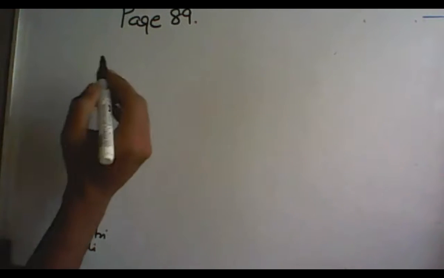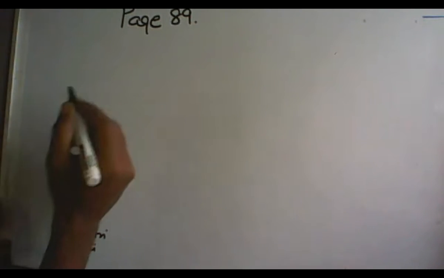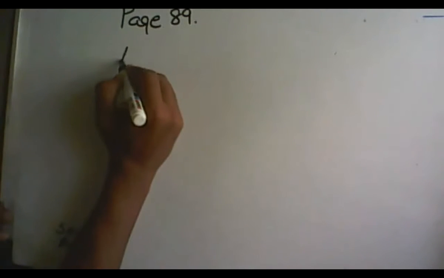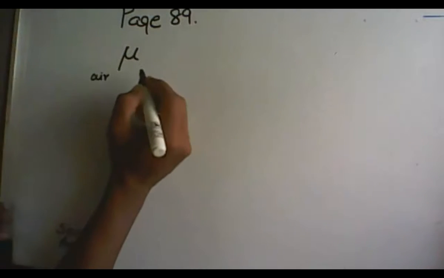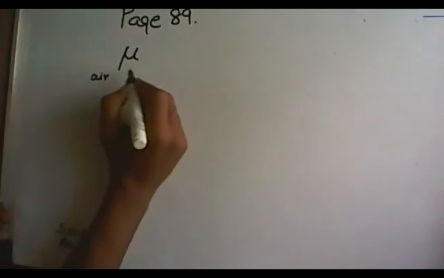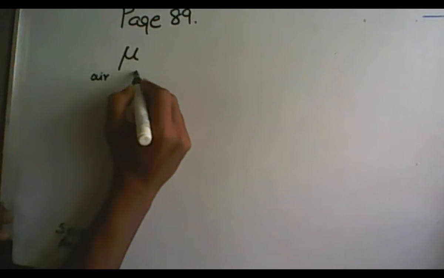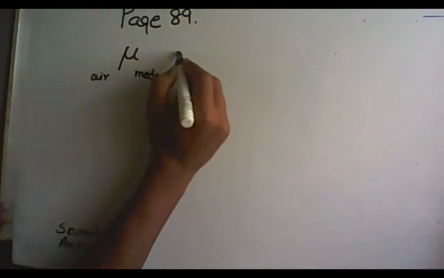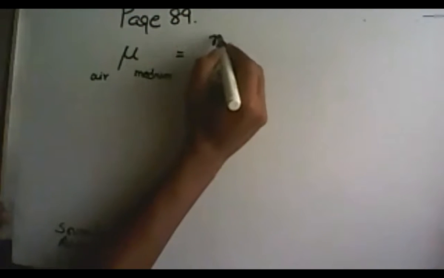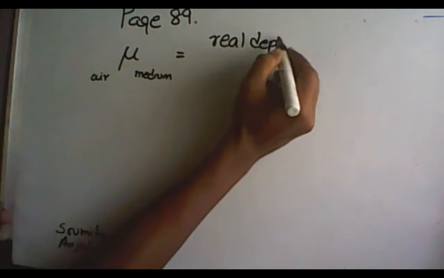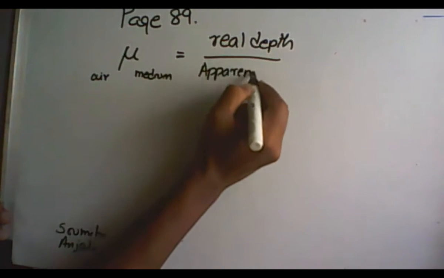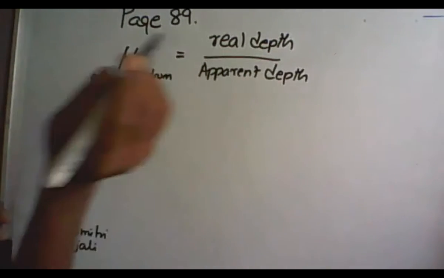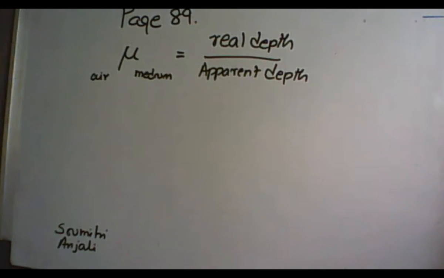Page 89, and there is a derivation of how you actually arrive at that equation, but the main thing is to know that the refractive index of the medium from which you are viewing to the medium in which the object is placed is equal to the ratio between the real depth and the apparent depth. Now, the derivation that is given is a correct derivation.